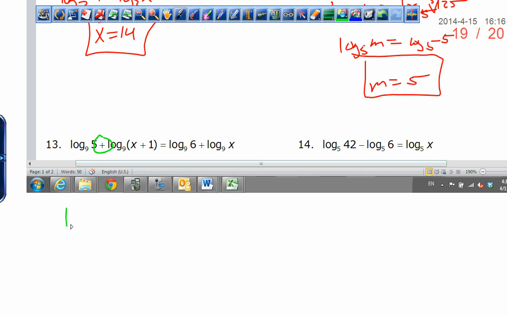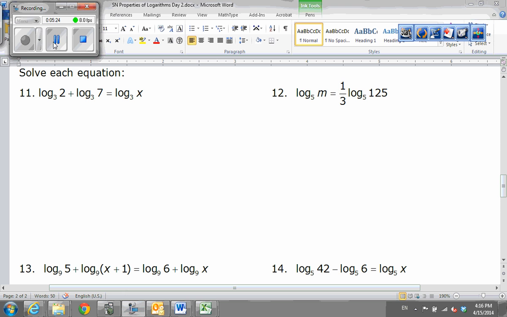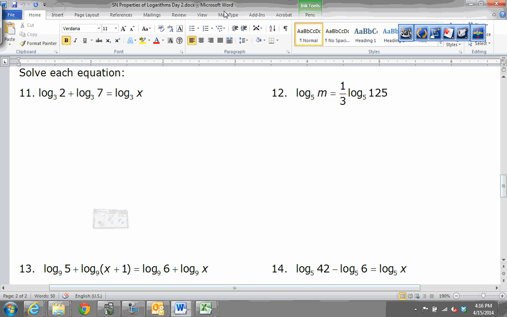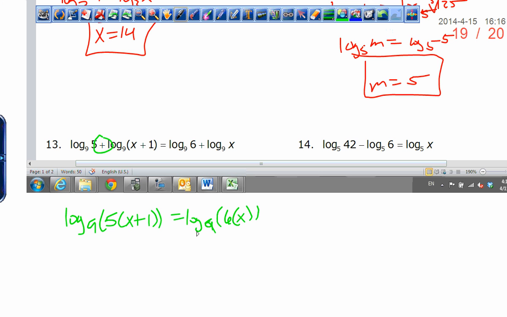Addition means multiply. So log base 9 of 5 times x plus 1 equals log base 9 of 6 times x. So just multiply and solve. All right, so as I was saying, just solve those. So you got 5x plus 5 when you distribute the 5 and multiply there, and we're solving for x. So subtract 5x from both sides, and x is going to be 5.